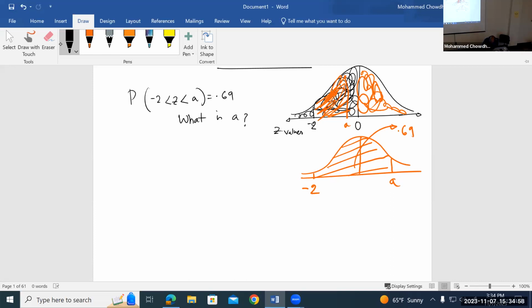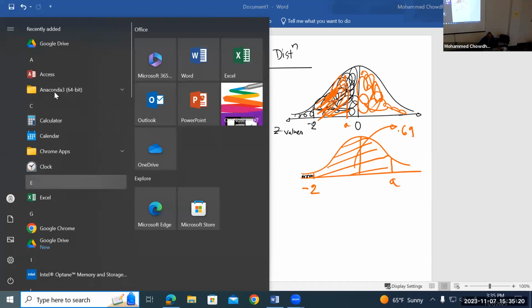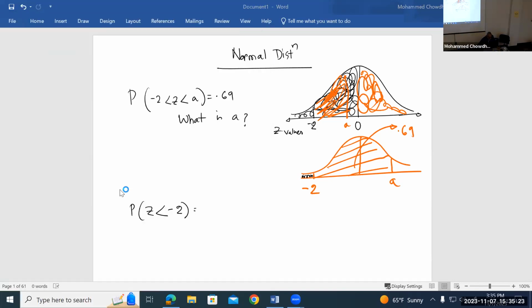I do not know this, so I have to find that one. How can I find this area? That area equals what? The probability of Z less than -2. So what Python code can I write? Can any one of you help me? Let me open Python Anaconda.